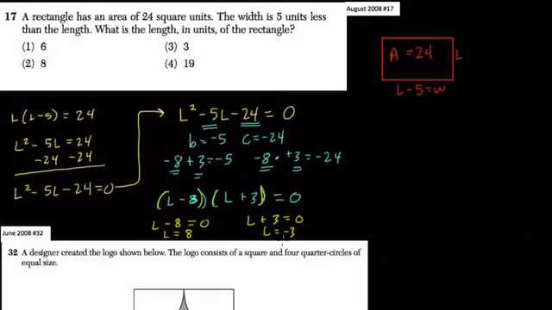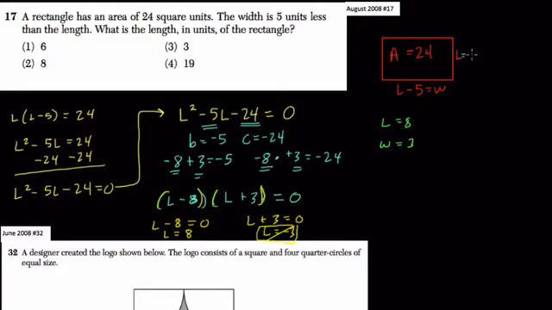We can't use a negative length here, right? So that's not an option. That's gone. A negative length wouldn't apply to a rectangle. So the length we need is 8. And then we should test it. So the length is equal to 8, and the width is 5 less than that. The width is equal to 3. And notice that these match the two factors here.